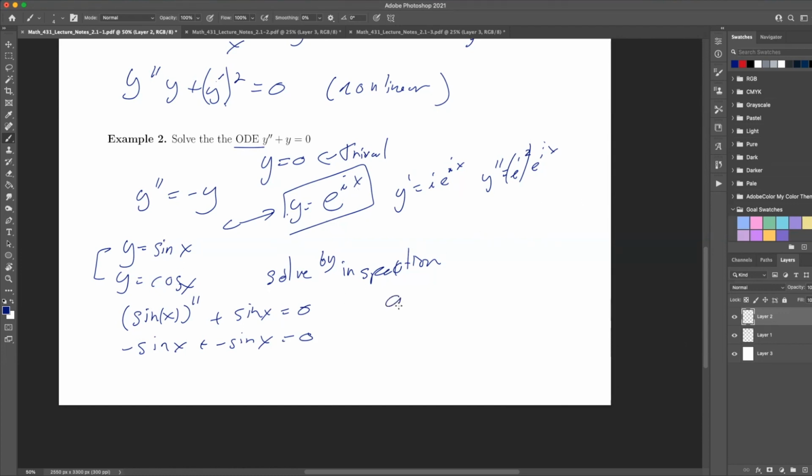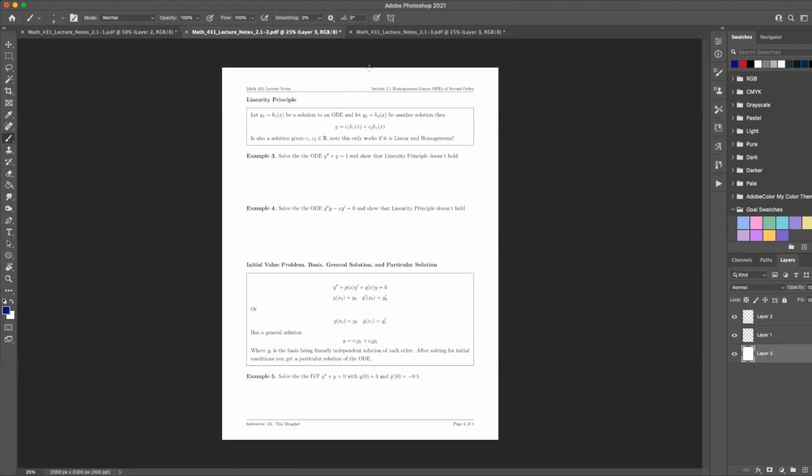Notice that here, if I have any constant a cosine x plus some b sine of x, this is also a solution, right? Because if I take its double derivative, this will be minus a cosine of x. This will give me minus b sine of x, and then it'll just cancel out. And so here I can take any combination of these two solutions. And that'll get us into the linearity principle.